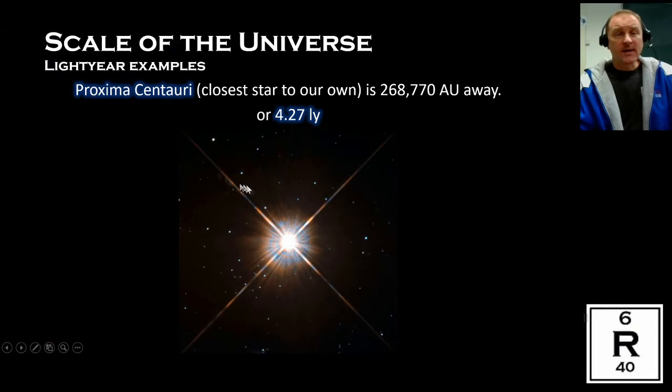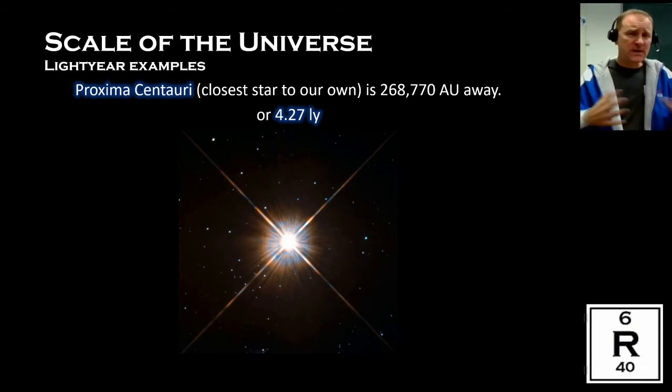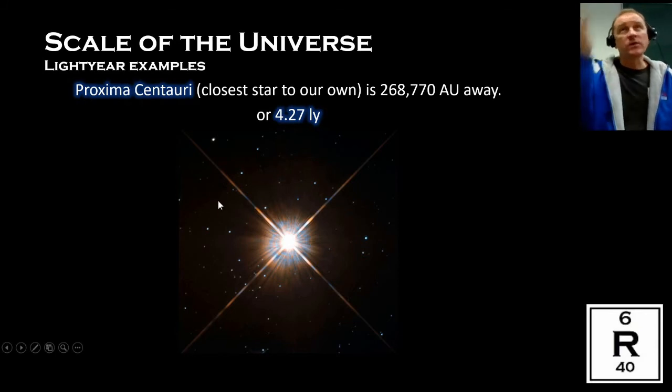So now let's go back to Proxima Centauri. In light years, and that's the way we would talk about distances this far now. Once we leave our solar system, we start talking about light years. The very closest star is 4.27 light years away. That's extremely far away. That's the closest star. When you look up at the sky, that's the closest star to you.